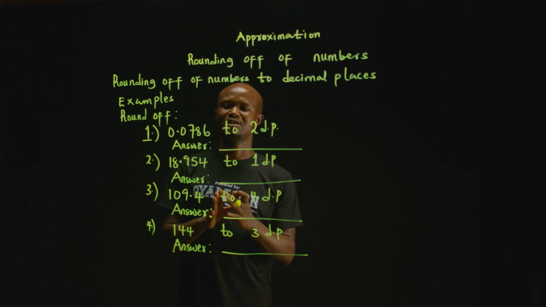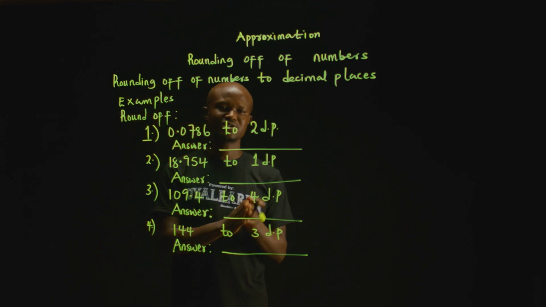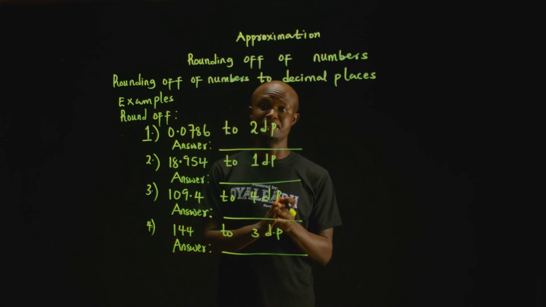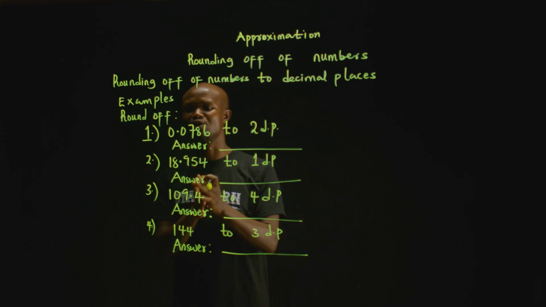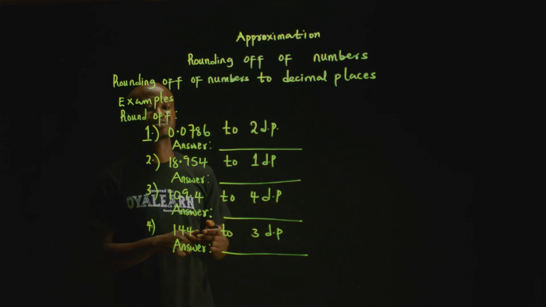Round off 0.0786 to 2 decimal places. That is 2 DP, which means decimal places. Please take note of that. So we have to round off 0.0786 to 2 decimal places.